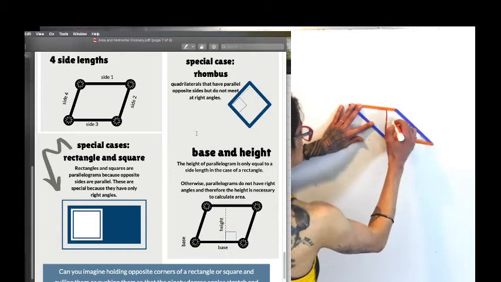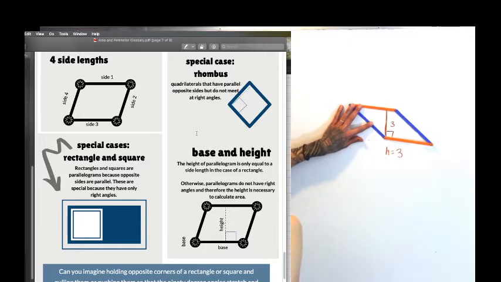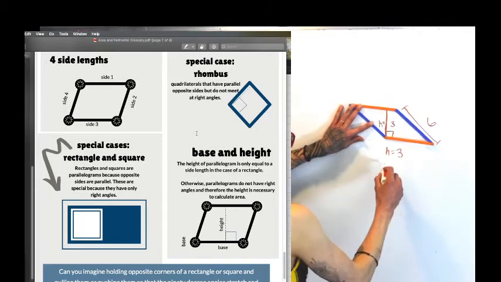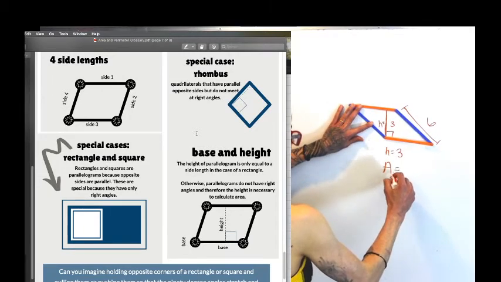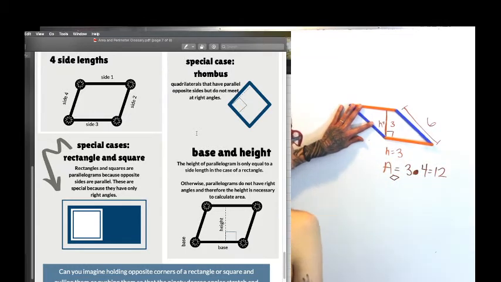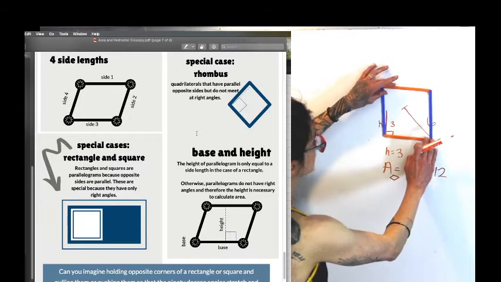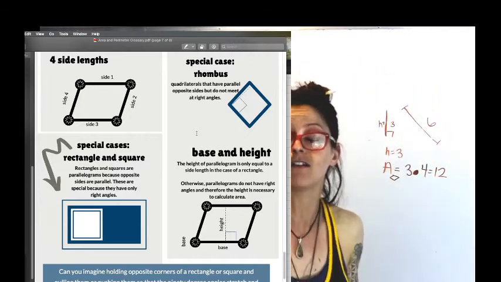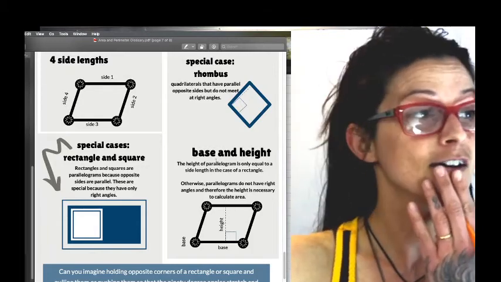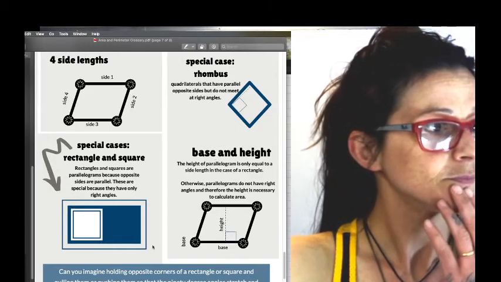So if this is 4 and this is 3, then the height of this is no longer 6. The length of this side is 6. The height is 3. So the area of this parallelogram is 3 times 4, which is 12. This is actually half the area of the rectangle because the height is half. The height of that skewed rectangle is smaller, making its area half the size of the rectangle's. So that's pretty cool.